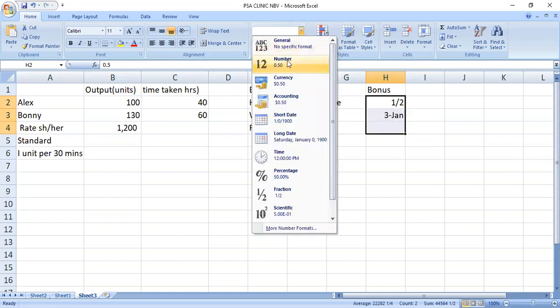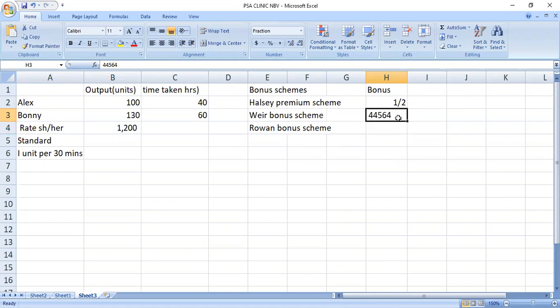So this guy said a third. Then for this one, the guy says you look at the time taken divided by the time taken. No, it's time saved divided by time taken. So this is how they charge their bonuses.